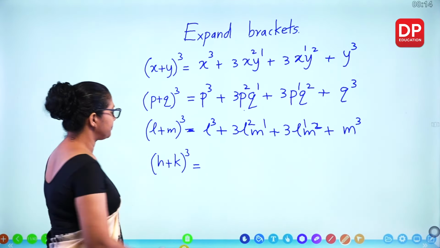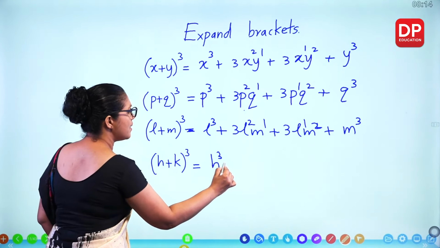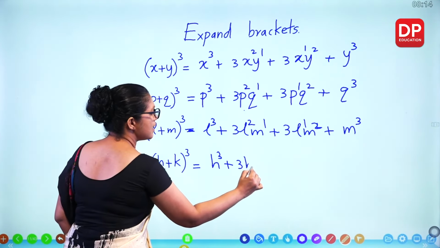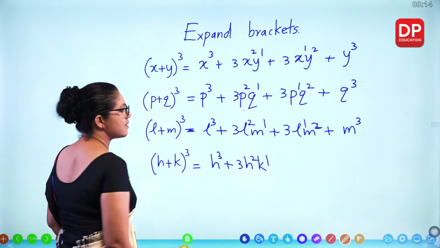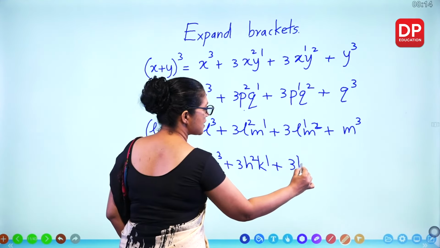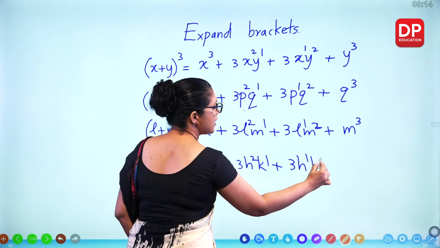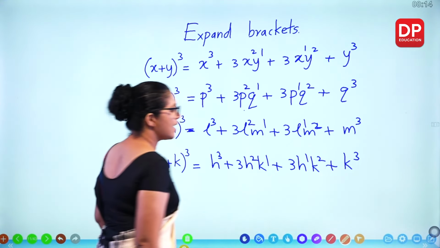What about this one? H and K. First term cube, 3 times. Reduce the power by 1, starting this one by 1, plus 3 times h1 k squared plus k cube.